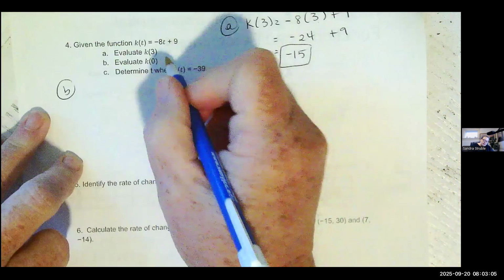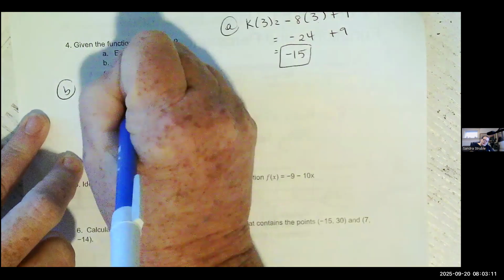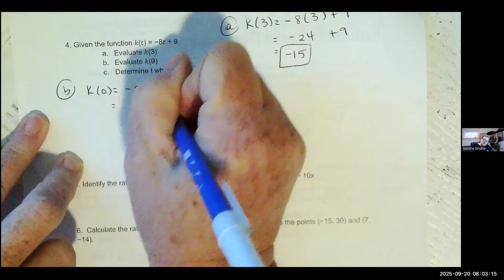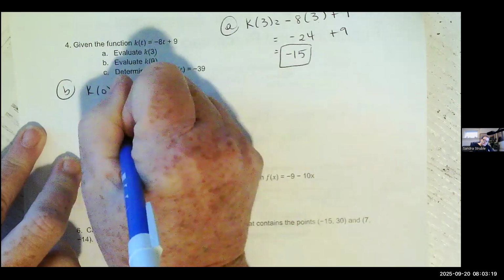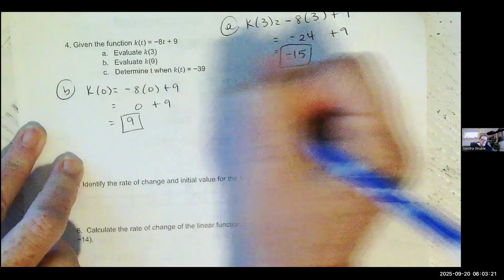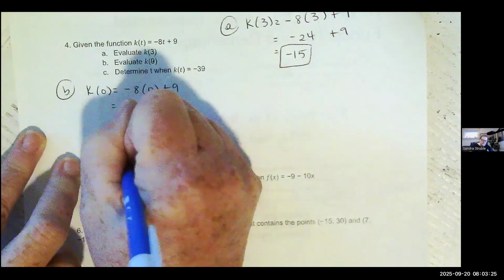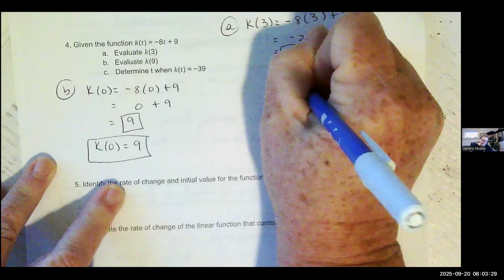All right, B. Same exact thing. We're replacing t with 0 now, so k of 0 is equal to -8 times 0 plus 9. Anything times 0 is 0. So this is just 9. So k of 0 is 9. This should be k of 3 is -15.